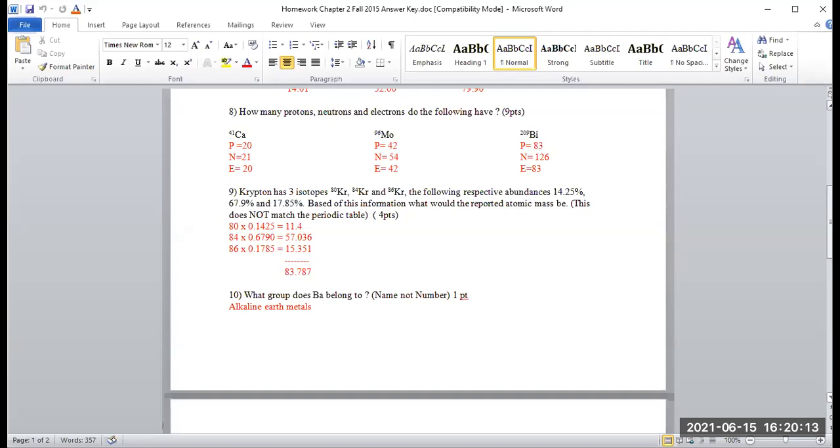You end up with a number that is slightly different than what most of the periodic tables will report, because I eliminated some of the actual isotopes that are available for krypton.